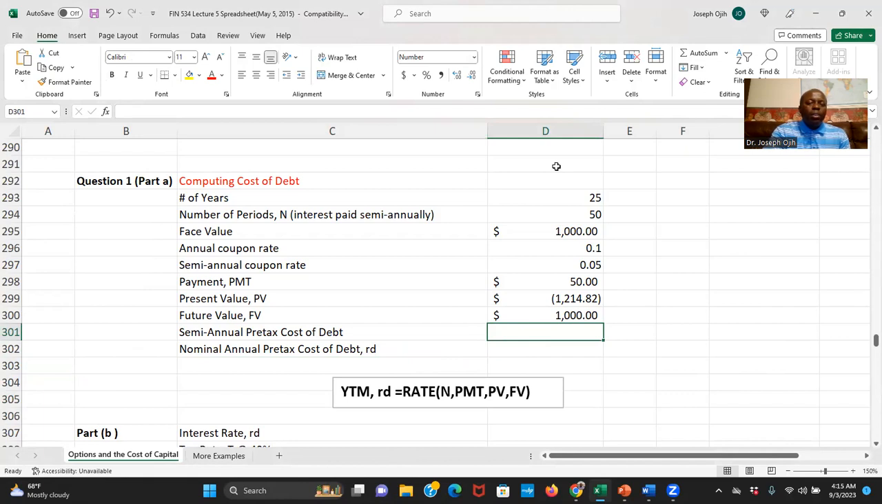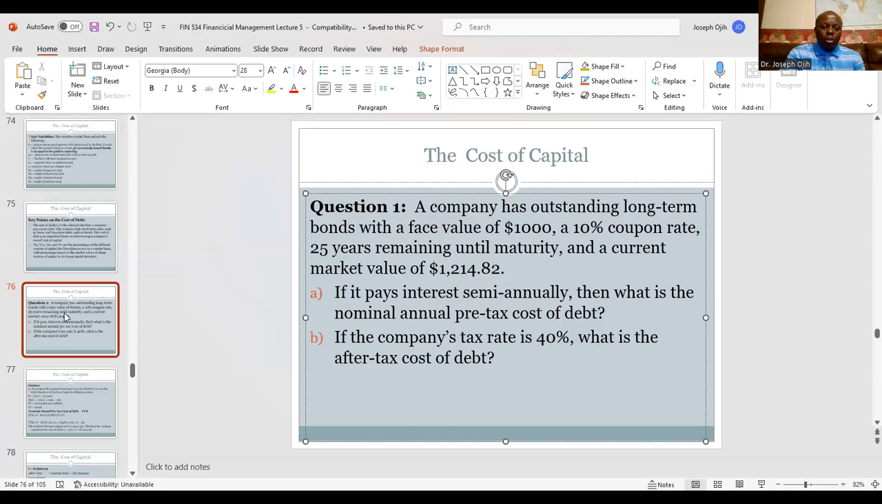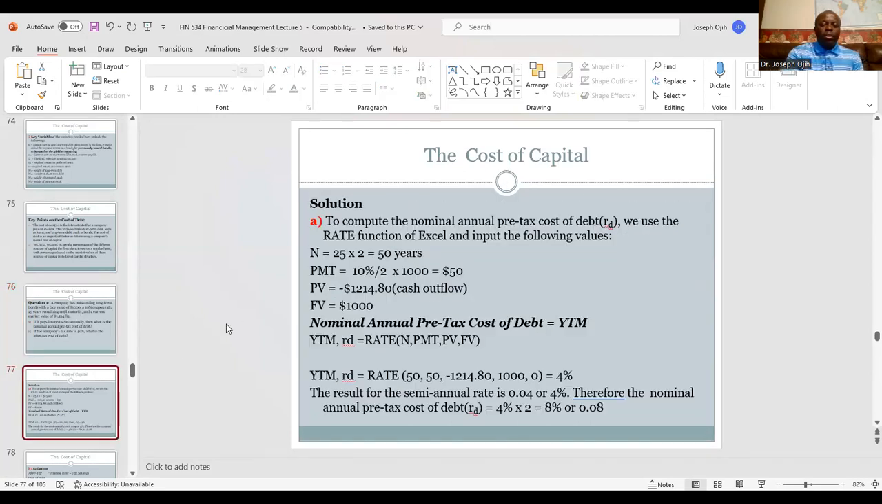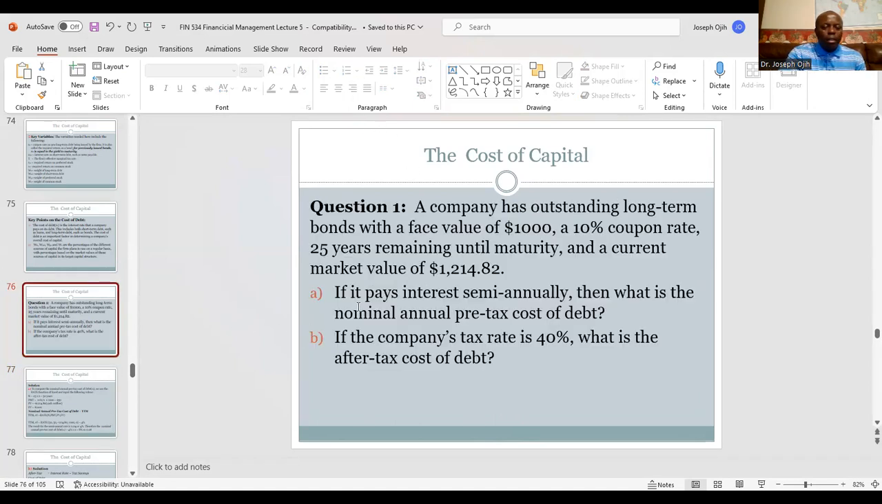So we have added all the information that we have in the question, and I have them as well in the PowerPoint here. Okay, so let us calculate. It says here, if it pays interest semi-annually, then what is the nominal pre-tax cost of debt? So we get the semi-annual first, and then we get the annual.